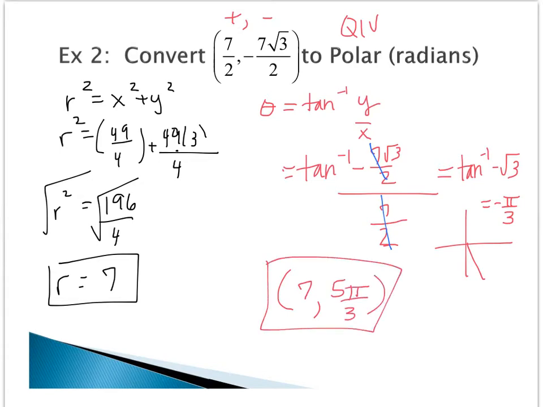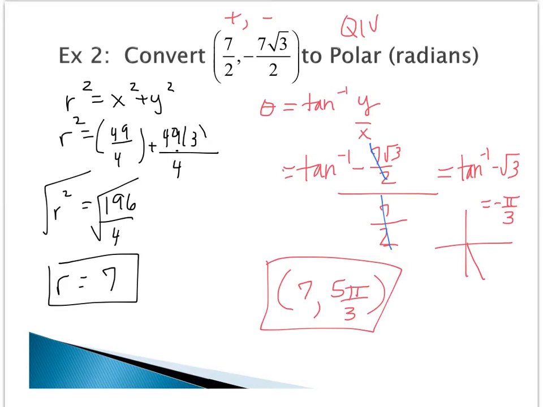Now, a little shortcut that I'd like to point out to you here. If we look at these x and y values, we can see that the y value is a root 3 multiplier of the x value. And when we are working without a calculator, you know that our triangles are either going to be 30, 60, 90s or 45, 45, 90s.